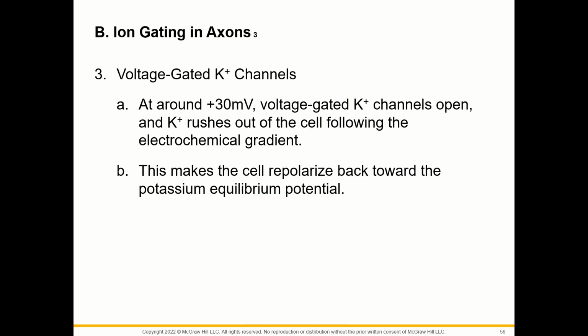All right, voltage-gated potassium channels are going to open at positive 30 millivolts. So that makes sense, because if the sodium channels are closing and we're not going to have any more sodium rushing in, in order to reestablish that resting membrane potential, we got to get some positive ions out of there. So we're going to get those potassiums out. So potassium rushes out of the cell following the electrochemical gradient, and this makes that cell repolarize back towards the potassium equilibrium potential. We're actually going to overshoot that a little bit and become hyperpolarized, and that's kind of what signals those voltage-gated potassium channels to then close. And the sodium potassium pump and the leakage channels are going to reestablish that resting membrane potential.